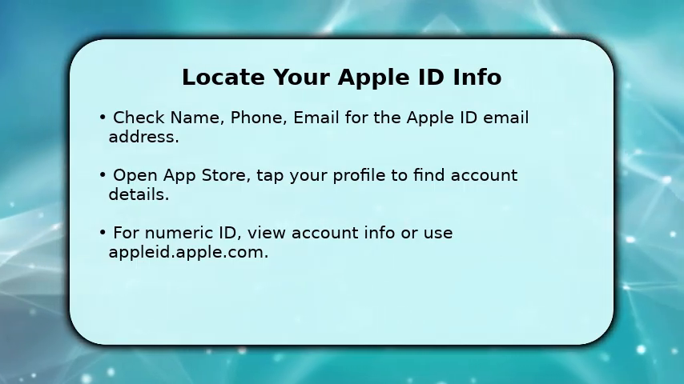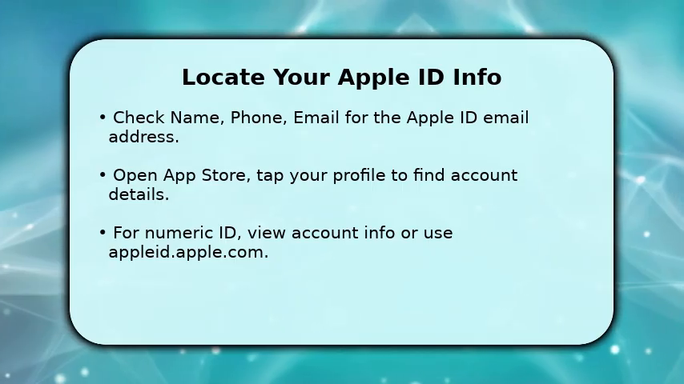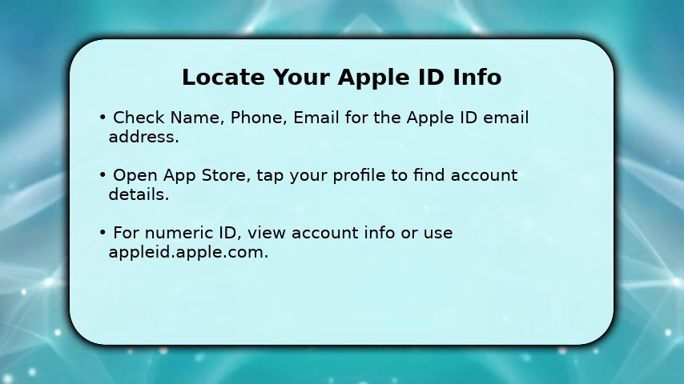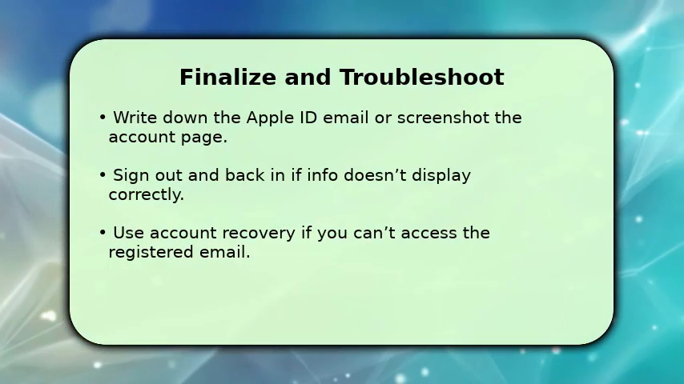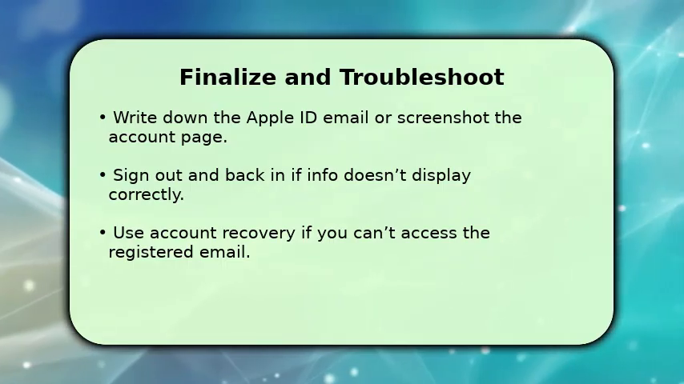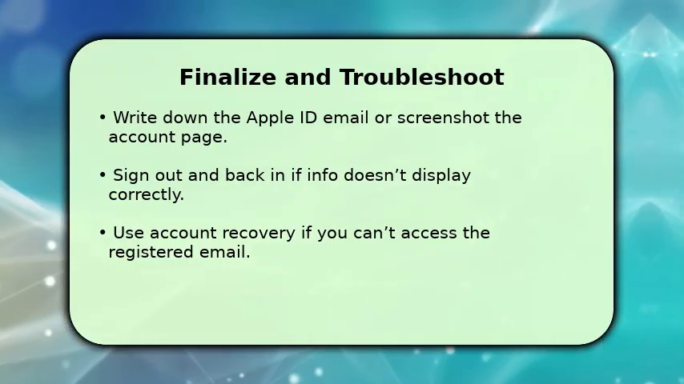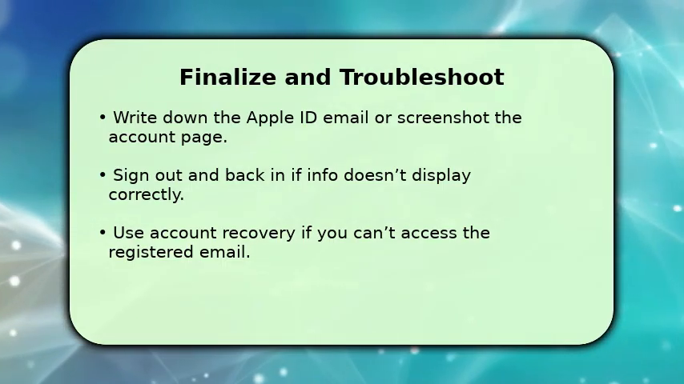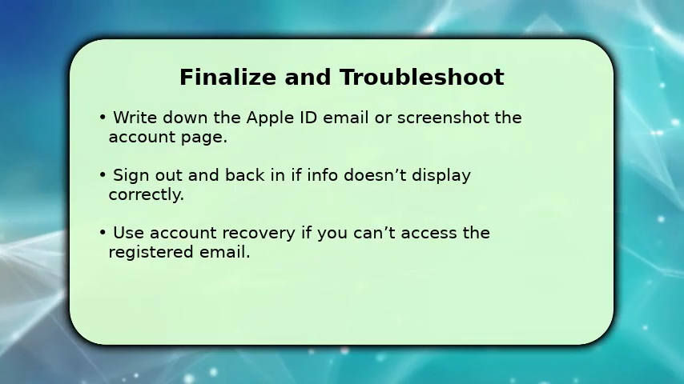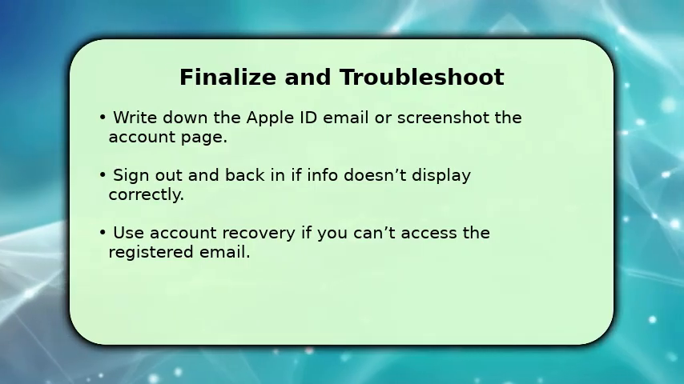You finish by recording the Apple ID email or capturing a screenshot of the account page so you have the identifier saved. If the details don't show, sign out of Settings and sign back in or restart the device. This often refreshes account data. If you can't access the registered email or forgot the password, use the account recovery process at appleid.apple.com to regain access.